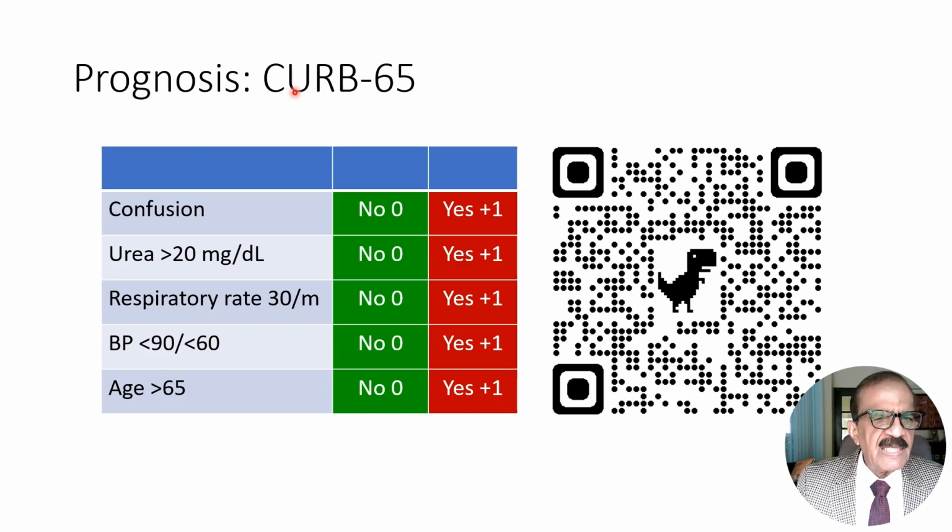Many authors feel that the U should be taken off because it requires a laboratory test. All the others are just clinical features. So if you take it off, you can score the patient out of 4.